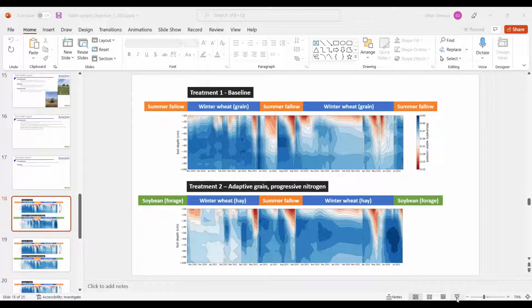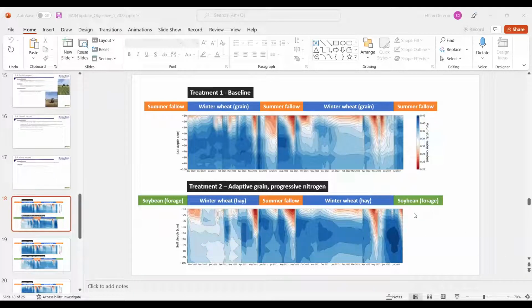If you compare that to the second treatment, where we started with a summer crop, soybean for forage, you see that the entire soil profile looks much lighter blue. That means that the summer crop is depleting the water, and then we are entering into the next crop with a drier soil profile. So we are capturing that.